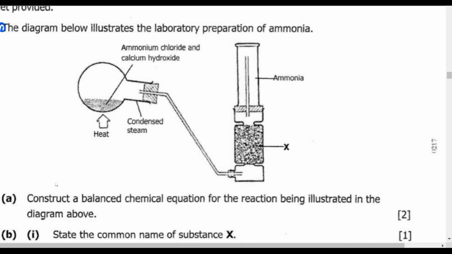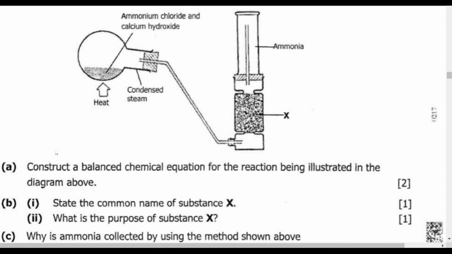Okay, so move on to question 2. The diagram below illustrates the laboratory preparation of ammonia. Right, so now construct a balanced chemical equation for the reaction being illustrated in the diagram above. So let's look at the reactants. We have ammonium chloride, then we'll also have calcium hydroxide as a base. So our chemical equation is this one. So ammonium chloride has this chemical formula, plus calcium hydroxide.